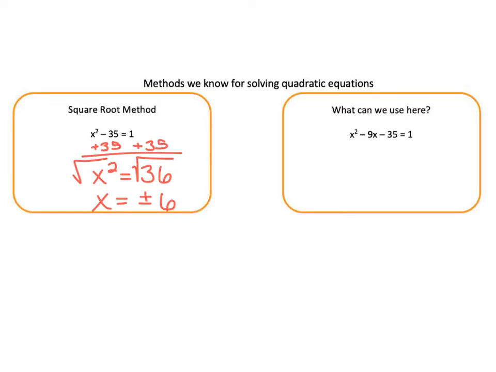So what would we do in the next scenario? Notice that this time we have a linear term. So if we tried our previous method of adding 35 to both sides and we get 36, where do we go from here? We couldn't square root both sides because we have a linear term and a quadratic term. We hit a dead end with our current method. So this is why we need another method.